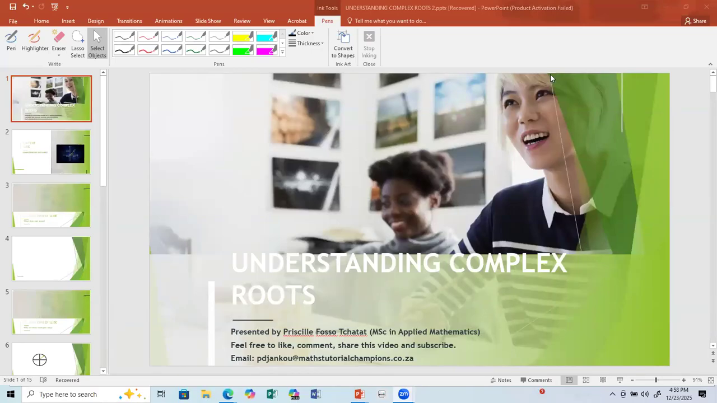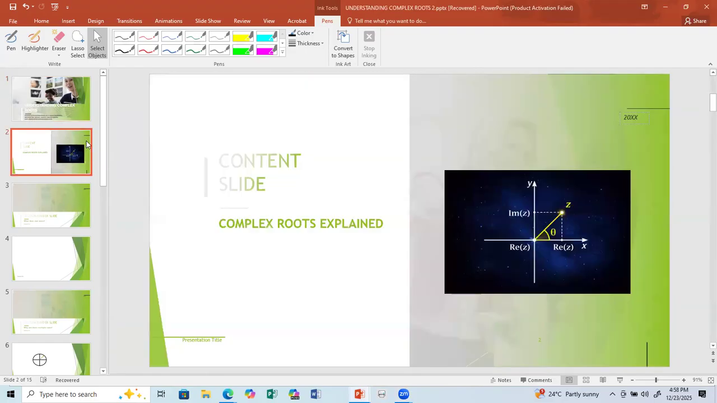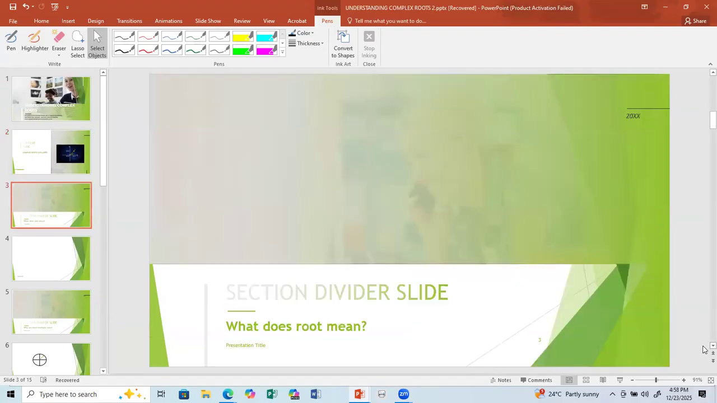Hello, dear viewers. Have you ever wondered why a complex number has more than one root? In this video, I will help you understand complex roots both visually and step by step. No confusion, no memorization. Take note that we are going to explain in detail what complex roots are. To begin with our explanation, let's ask ourselves the question, what does root mean?